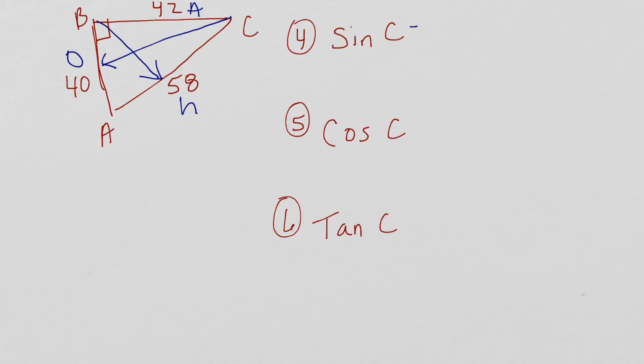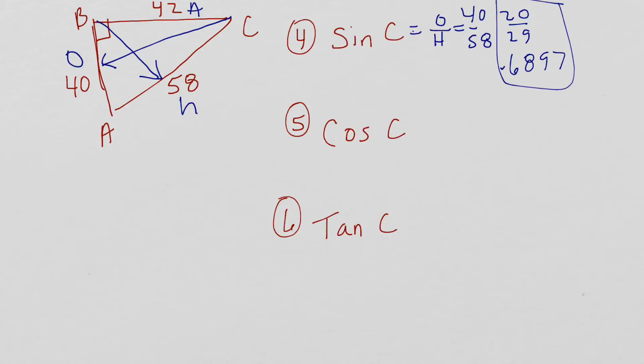For the sine of C, we're going to take opposite over hypotenuse. So our opposite is going to be 40 over our hypotenuse, which is going to be 58. That simplifies down to 20 over 29. And our decimal is going to be decimal 0.6897.